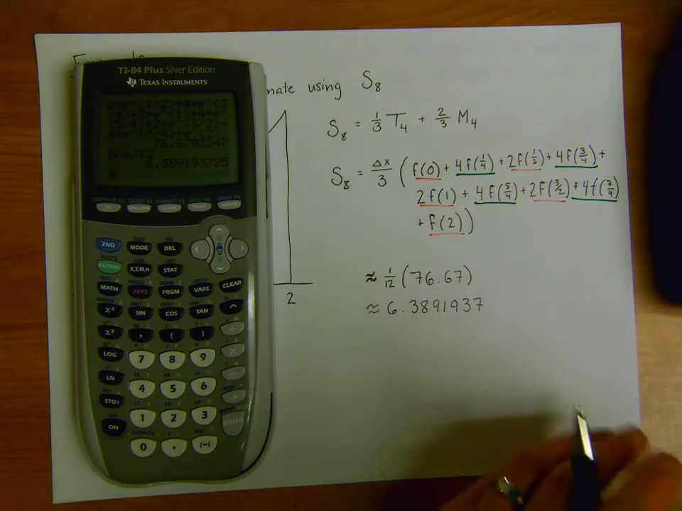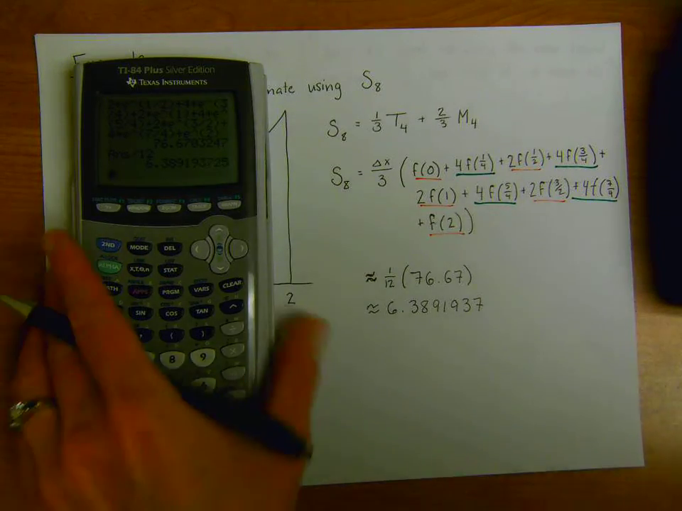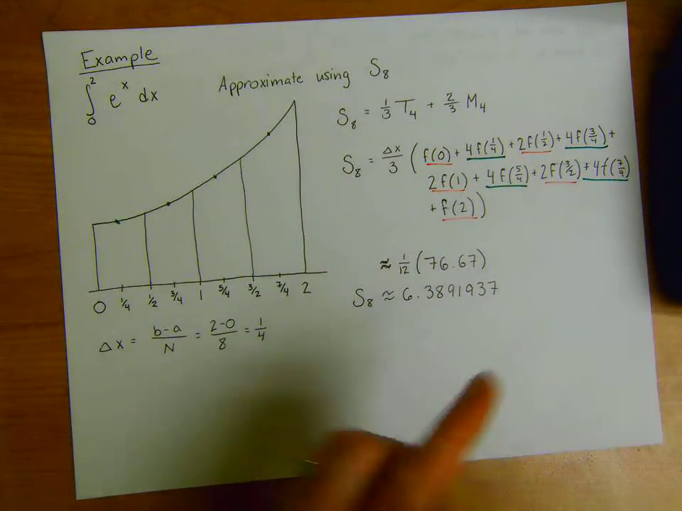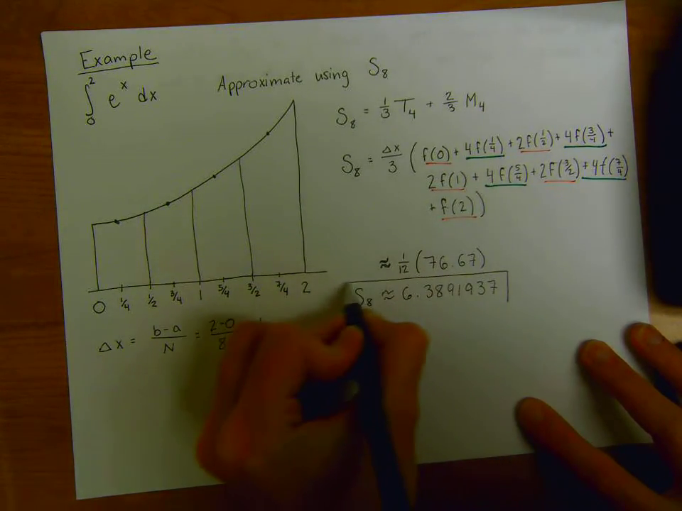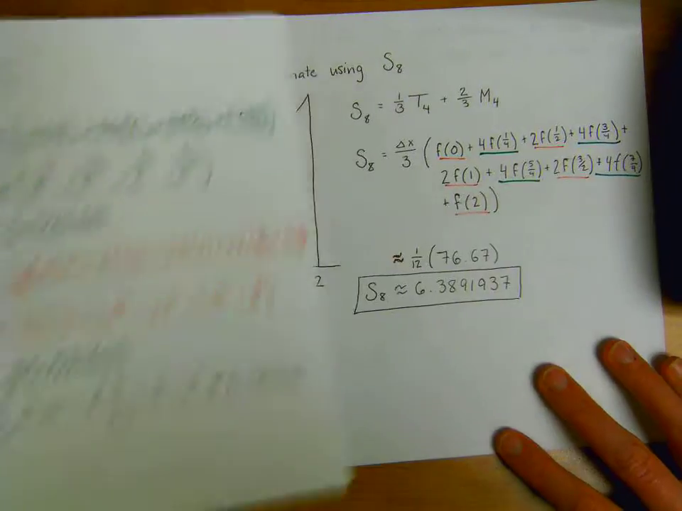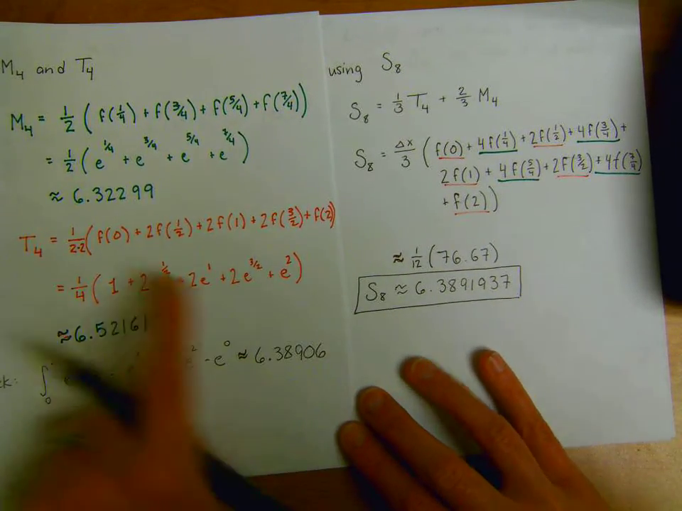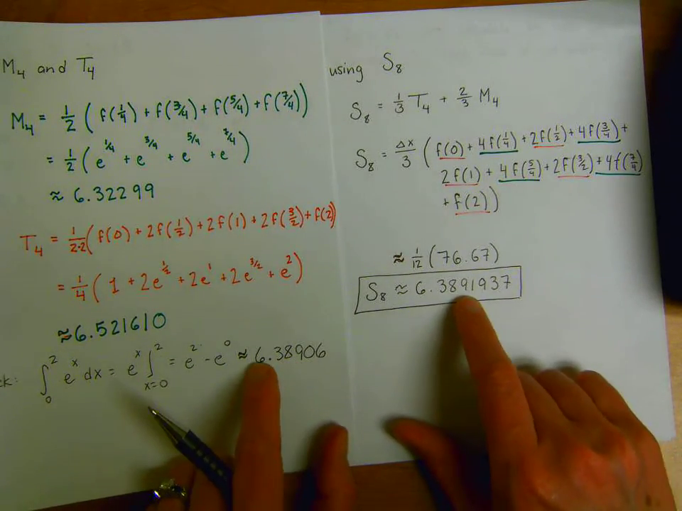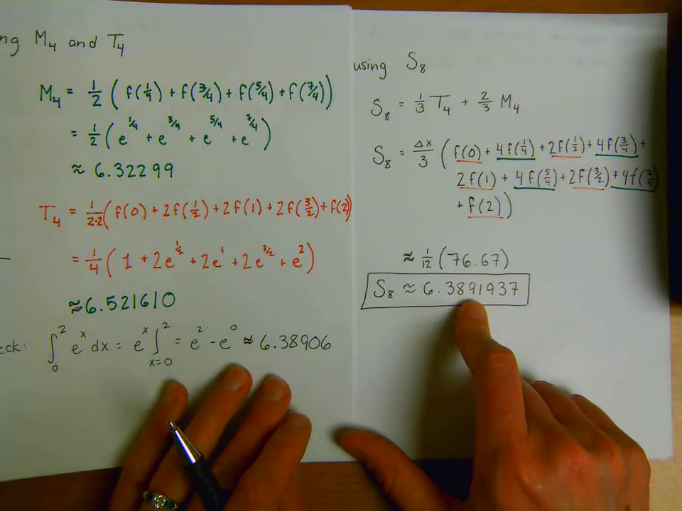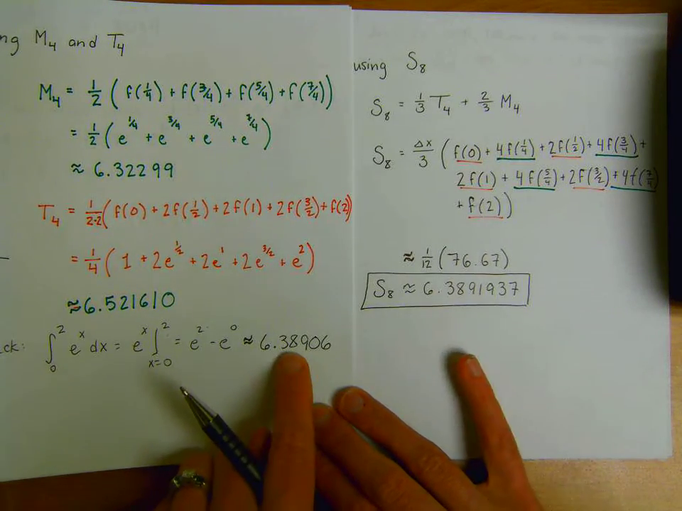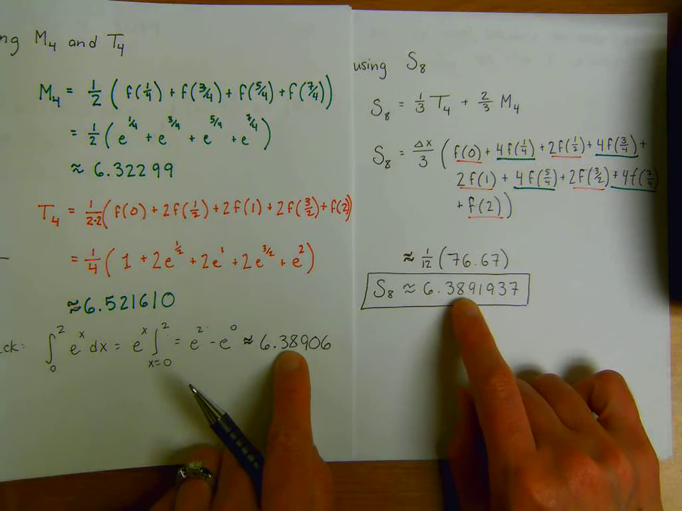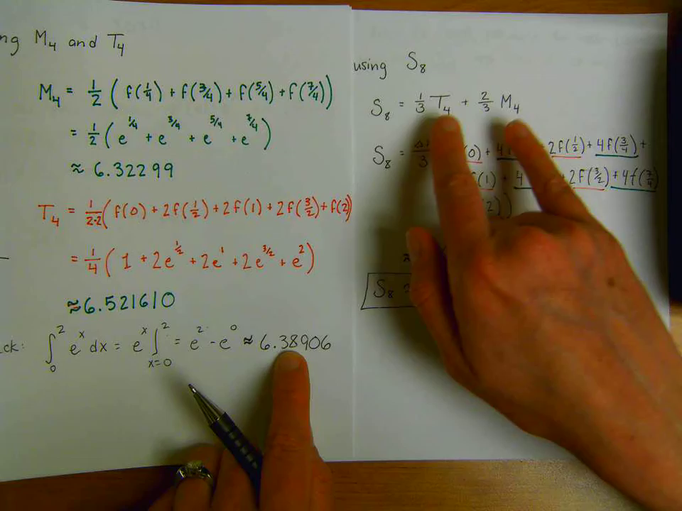I divide that by 12 and end up with an approximation of 6.38919337. And we can compare that to what we found last time around. Notice that this is my S8 approximation. And you said, we didn't actually need to do all of this work because we had some work from our previous examples. We saw previously that this is extremely close to the actual value. This is when we actually computed the integral on the same example previously, that our integral value is very close to what we get here with our Simpson's approximation.